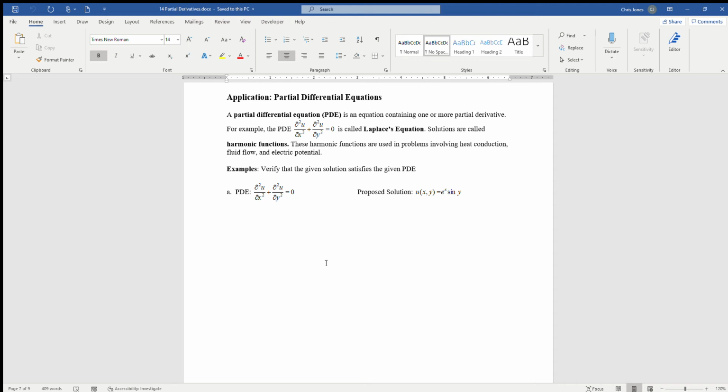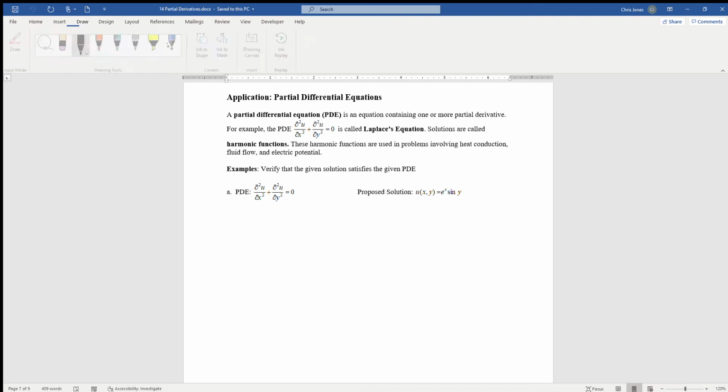So let's take a look and determine whether or not a few different proposed solutions are going to satisfy a differential. So we have this equation, Laplace's equation actually, and we're proposing that a possible solution to Laplace's equation is e to the x sine y. All right, so here's what we're going to do. We're going to start by finding the second partial of u with respect to x. Okay, so let's start by finding the first partial.